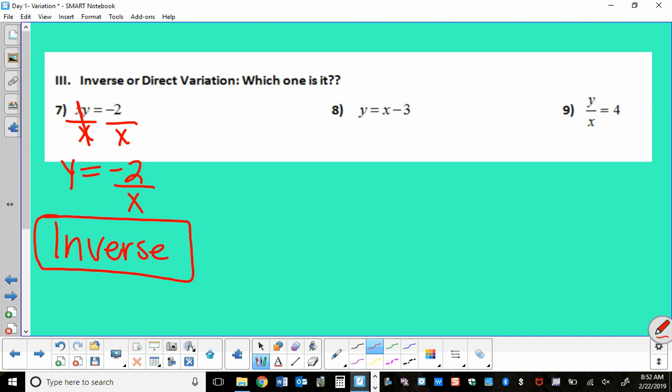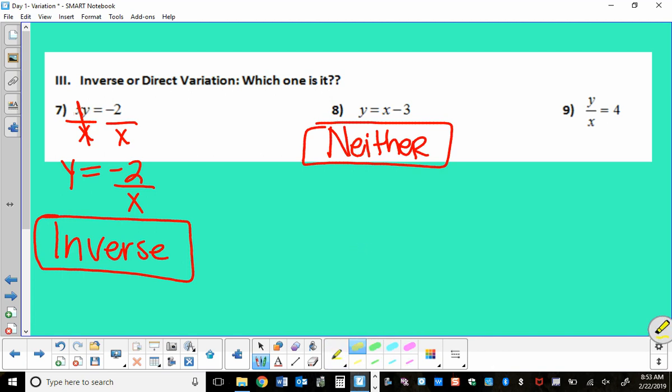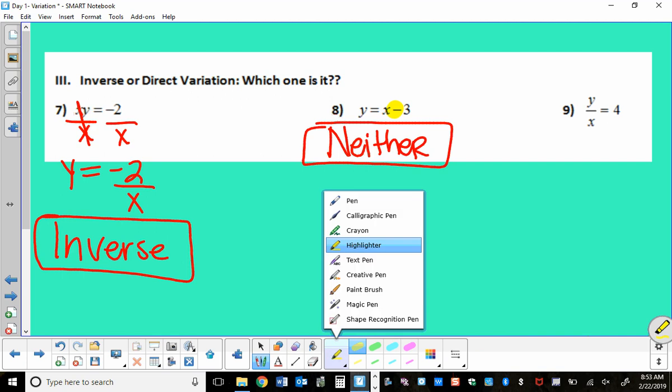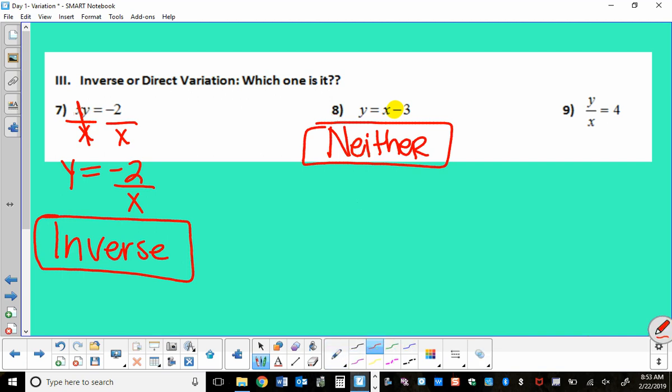Number 8 is already in y equals. Would that be inverse or direct? Be careful, it's a trick question. Are we multiplying my x and my number? No, we're subtracting, right? We're not dividing, so this would be neither, actually. This is neither because if it was like y equals 3x, well then that's direct. But that subtraction sign tells me that that is neither.